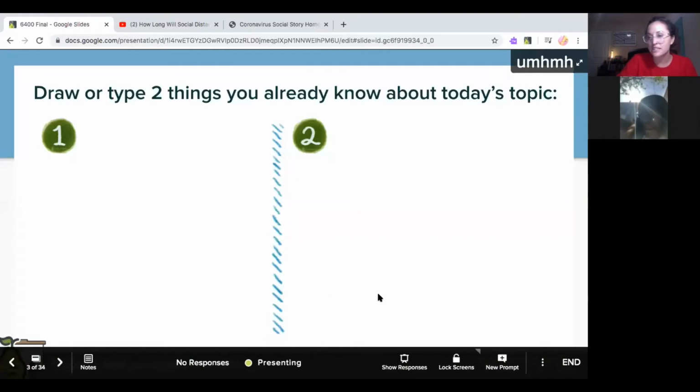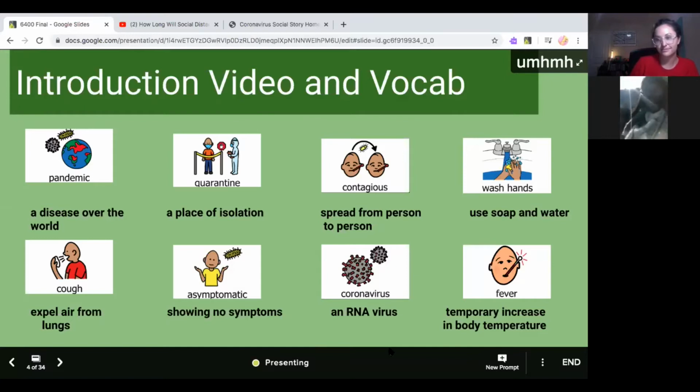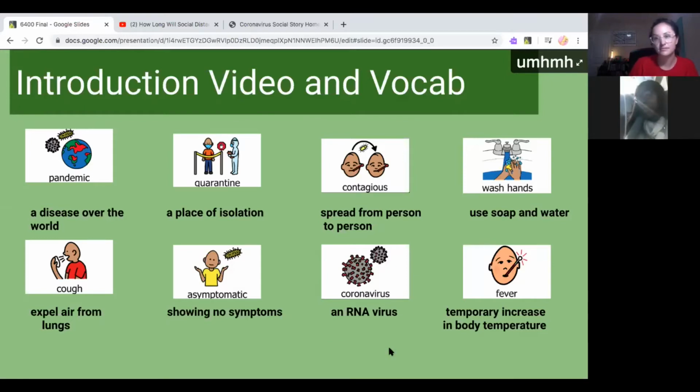So what I'm going to ask my students to do is just draw or type two things they already know. We have 8 words, as you can see in the array. So our first word is pandemic.